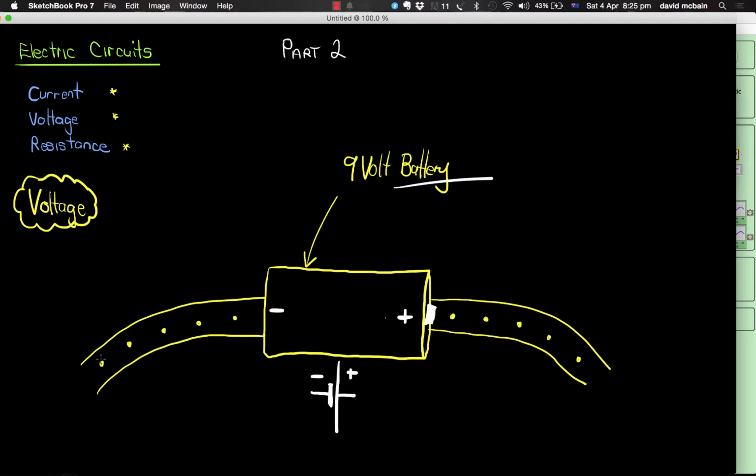The other thing I want to talk about are these little dots here. Each of these represents a coulomb of electrons. So that's not one electron, that is one coulomb of electrons. From our previous video you will remember that that little package represents 6.25 times 10 to the power of 18 electrons. So that's 1 coulomb of electrons.